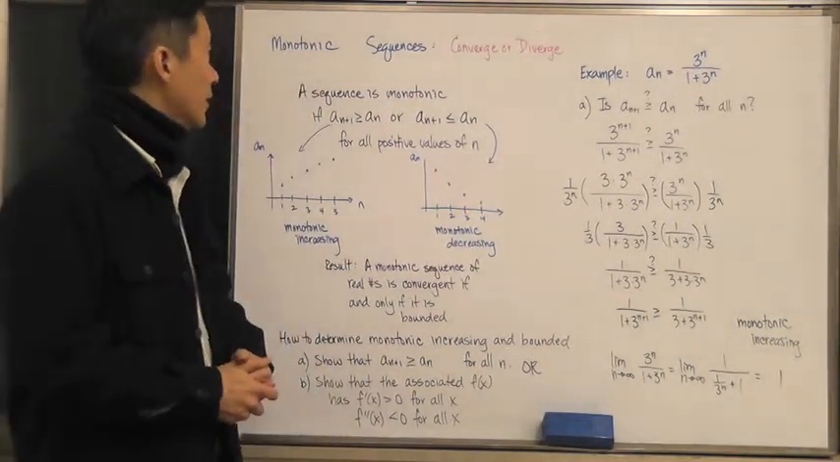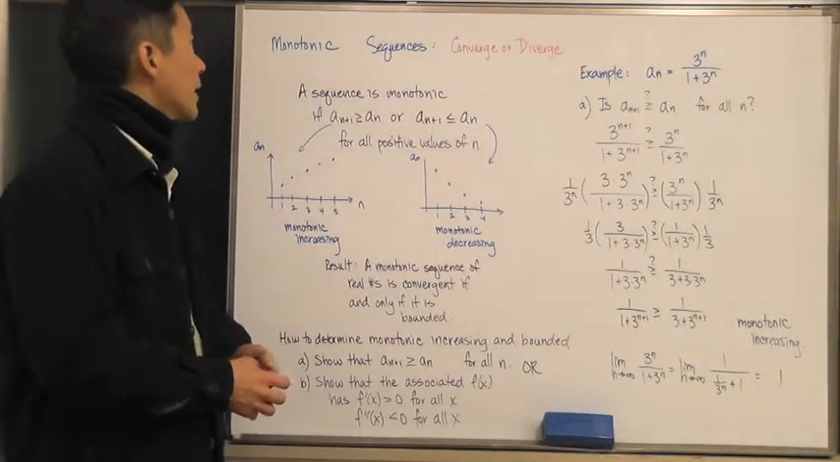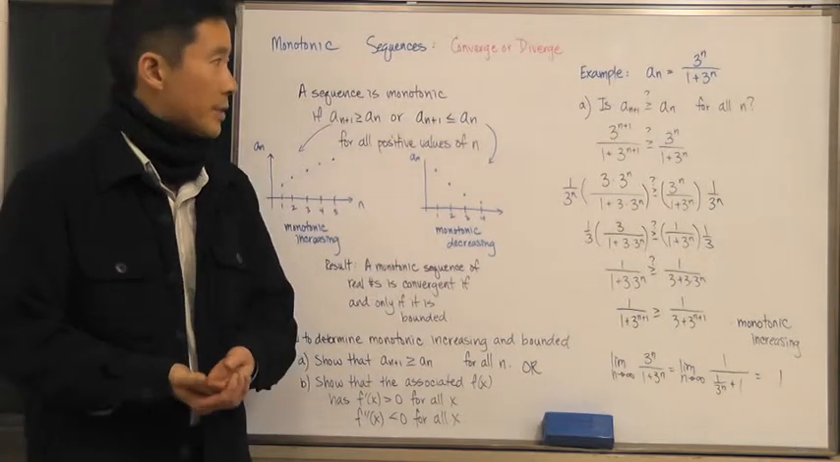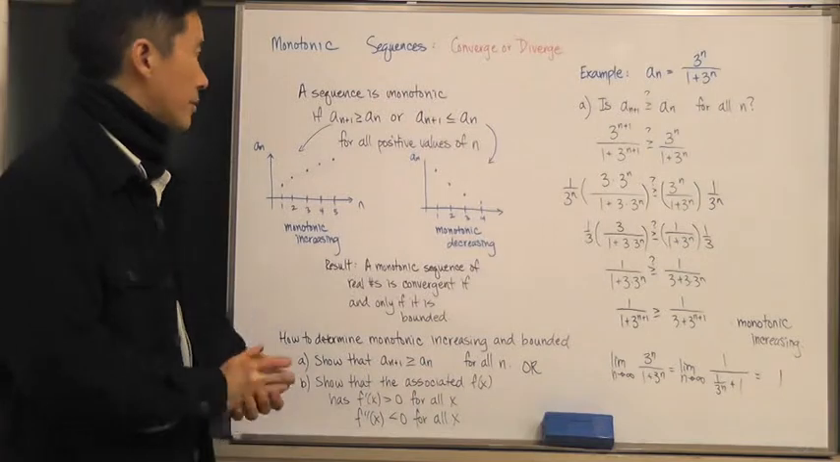Okay, let's go ahead and take a look at a particular type of sequence that is going to be very important for us to look at, and that's the monotonic sequence. Now again, what we're trying to do is to take a look, is it converging or is it diverging?